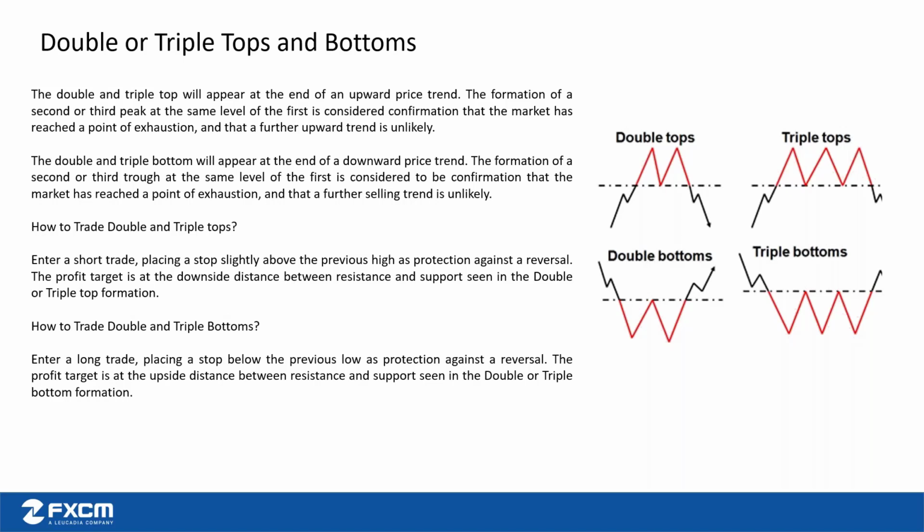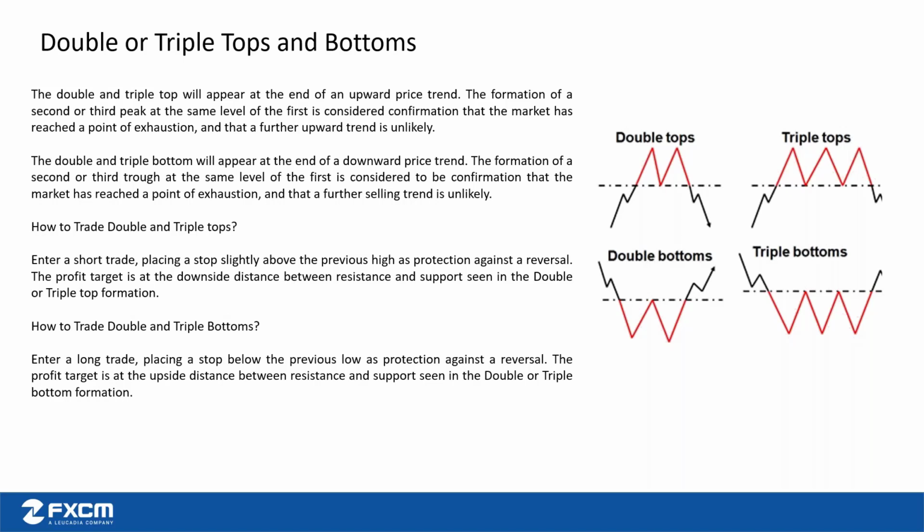The double and triple bottom will appear at the end of a downward price trend. The formation of a second or third trough at the same level of the first is considered to be confirmation that the market has reached a point of exhaustion and that a further selling trend is unlikely.